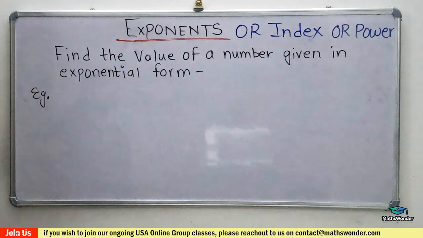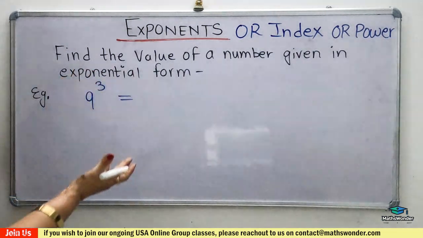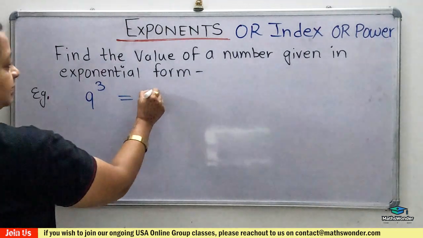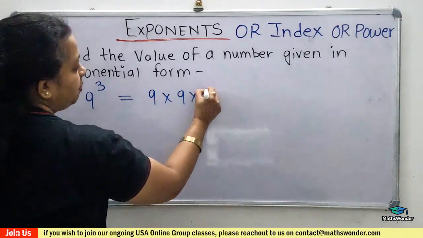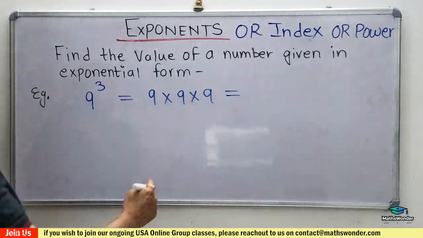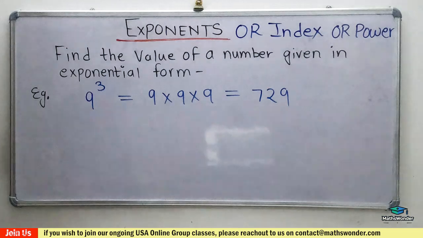You will see the question given in exponential form: find the value of a number given in exponential form. It means your question is given in exponential form, like 9 raised to the power 3. You will convert it and find the value. So how will you find it? 9 times 9 times 9, and then multiply. 9 times 9 is 81 and 81 times 9 will be 729.